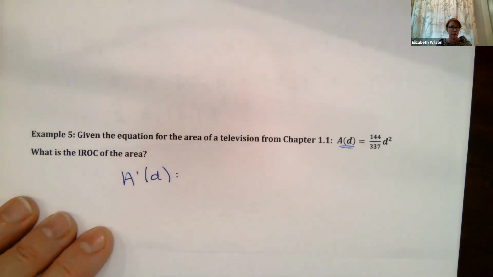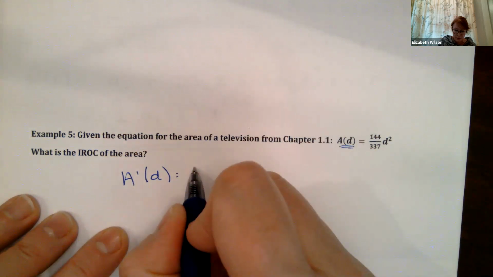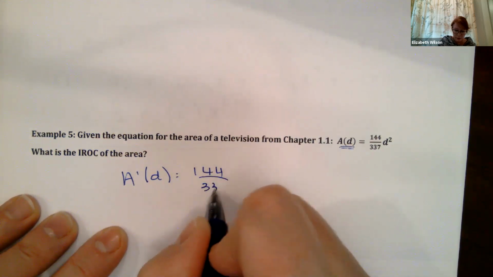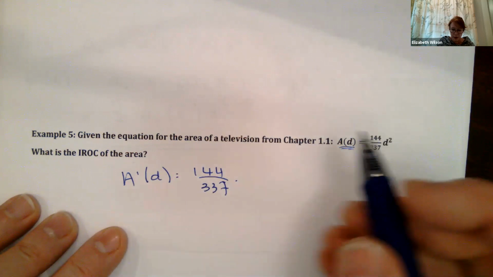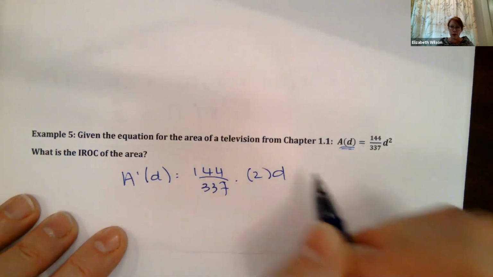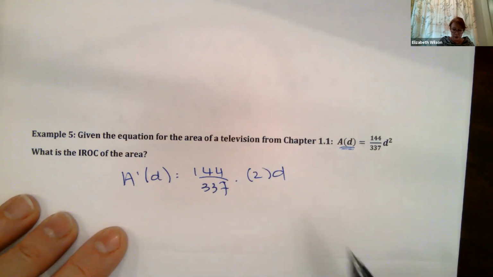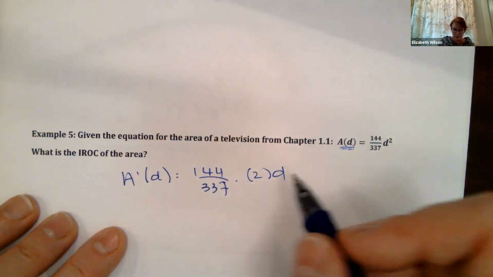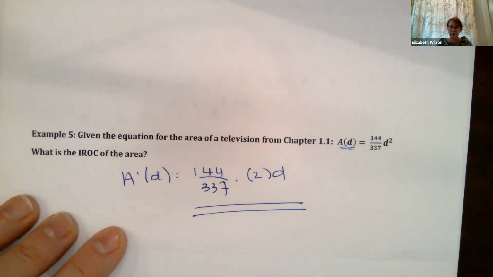I'm going to take my derivative with respect to d. So I've got my constant multiplier times, right, my power rule. So I'm going to go 2 times d to the 1. So then I just multiply it through. 2 times 144, right, divided by 337 times d, that's it. Okay.